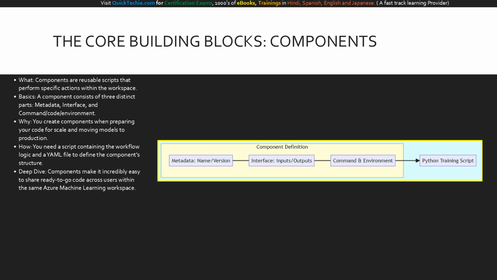For a deep dive, think of components as an internal marketplace. Because they are modular, they allow you to easily share ready-to-go code across different users within the same Azure Machine Learning workspace, preventing duplicated effort.